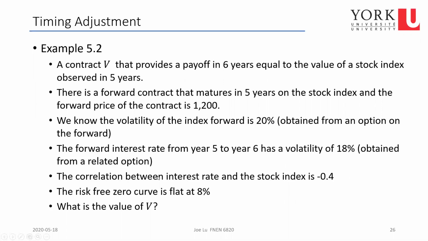Now you can also measure the correlation between interest rate and stock index, which is typically negatively correlated, so minus 0.4. Suppose you have a discount curve. So this is basically the risk-free zero curve. It tells you the term structure of discounting factors. Okay, so here for simplicity, it just says 8%, but it could be a term structure, so that will have a different rate with a different maturity term.